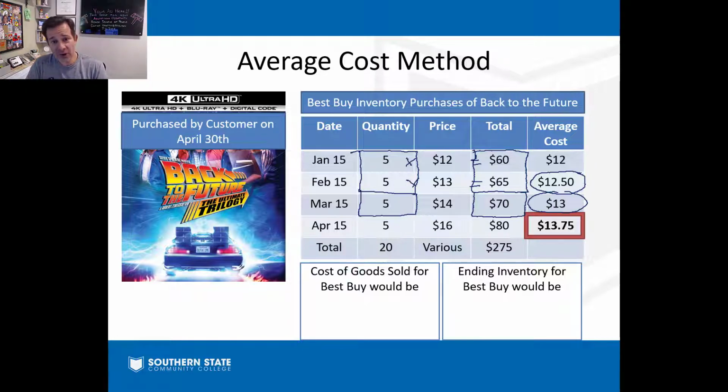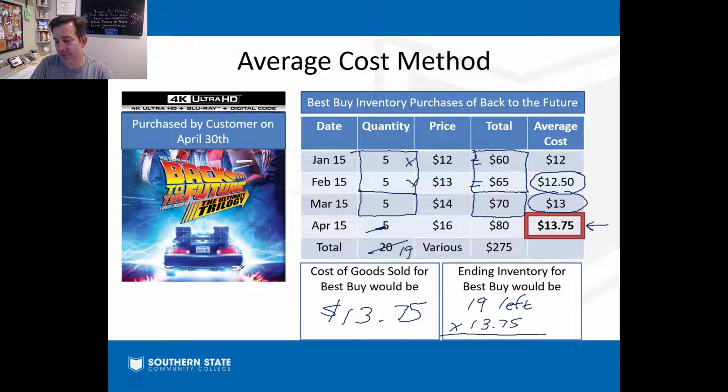So on April 30th, we bought 1. At that time, average cost was $13.75. So cost of goods sold would be $13.75. Our ending inventory, there'd be 19 units left, wouldn't there? I sold 1, so we had 19 left. 19 at $13.75. 19 left times $13.75. So 19 times $13.75, $261.25. That would be our ending inventory.